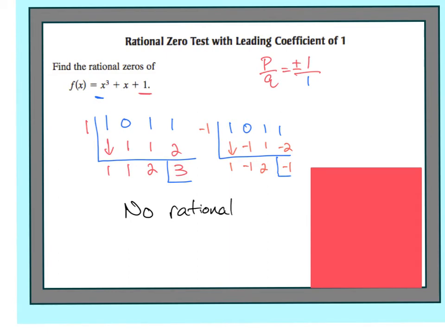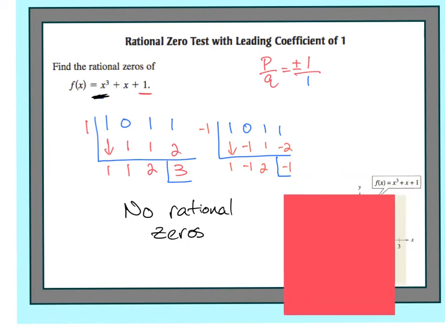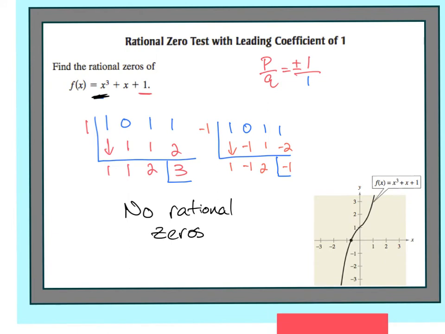Does that mean I don't have any zeros at all? That doesn't mean that. Because where does an x cubed start? A positive x cubed, where does it start? It starts down. Where's it going to end? Up. So where does it have to cross? It has to cross the x-axis. It has to cross it. But I said no rational zeros. Well, I have a zero, true?